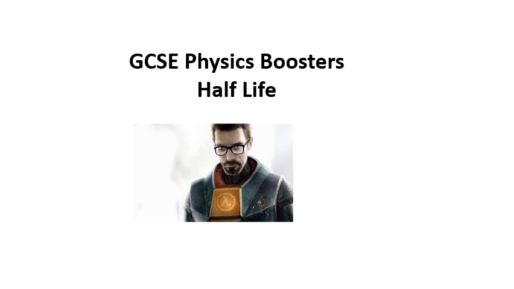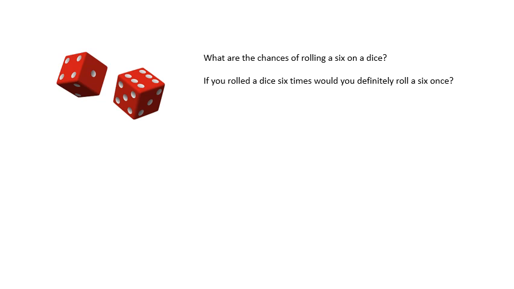Well, right now, what are the chances of rolling a 6 on a dice? Obviously 1 in 6, a sixth. If you rolled a dice 6 times, would you definitely roll a 6 once? And the answer is obviously no. Now, why? Because rolling a dice is a random process. It's all to do with probability.